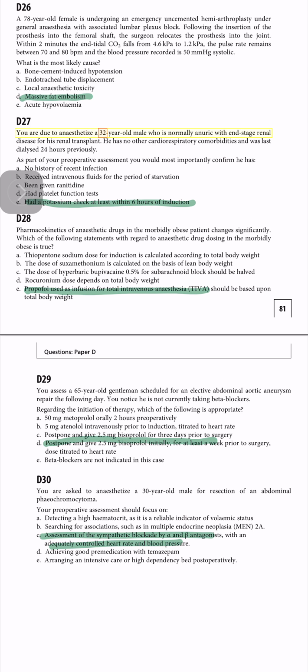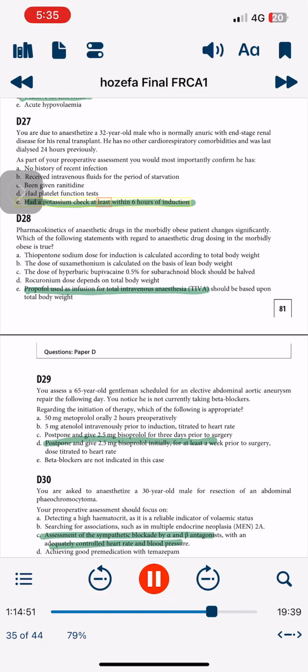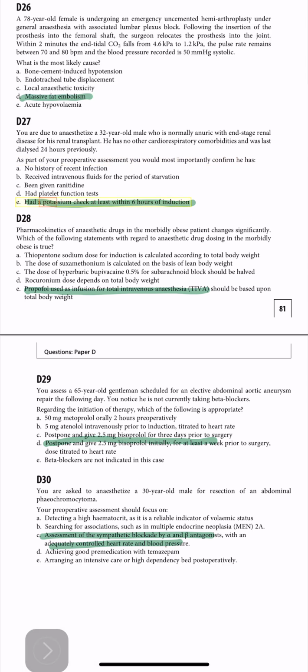You are to anesthetize a 32-year-old male who is normally anuric with end-stage renal disease for his renal transplant. He has no other cardiorespiratory comorbidities and was last dialyzed 24 hours previously. As part of your preoperative assessment you would most importantly confirm he has had a potassium check at least within 6 hours of induction.